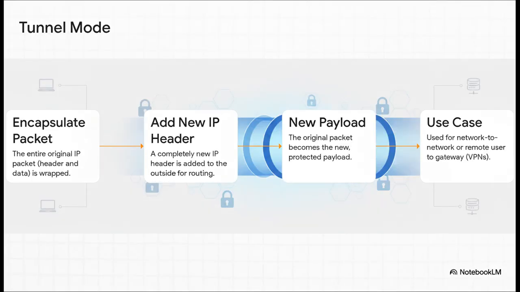Then you have tunnel mode. This is where we protect the entire envelope. In this mode, you take the entire original packet, header, data, everything, and you encrypt it and wrap it up. Then you slap a brand new IP header on the outside just for shipping. The original source and destination are now completely hidden inside this new packet, and if that sounds familiar, well, it should. This is the core principle of how VPNs work.